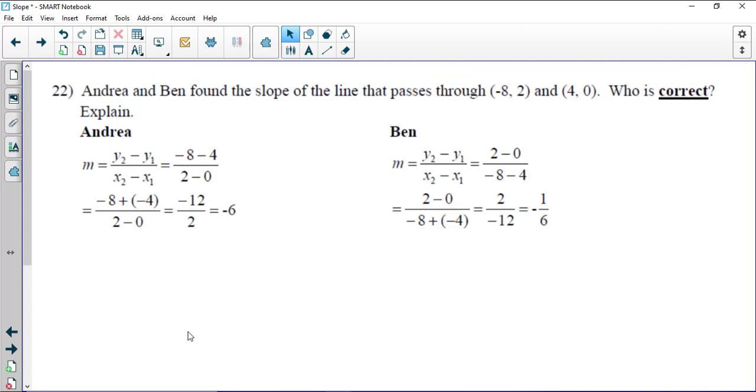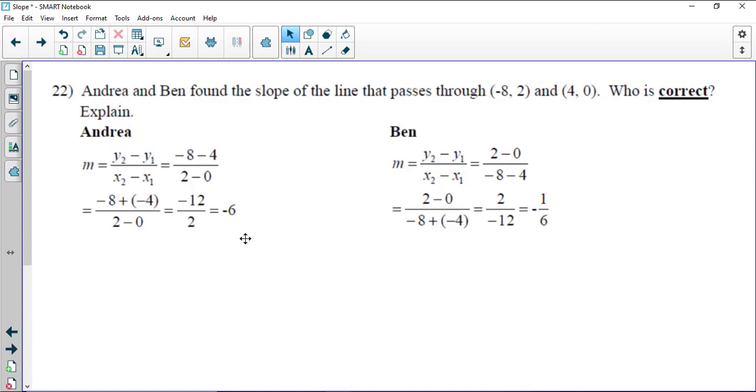All right, let's go ahead and take a look at our last question. Andrea and Ben found the slope of the line that passes through -8, 2 and 4, 0. Who is correct? Well, Andrea did -8 minus 4 on the top, 2 minus 0 on the bottom. She simplified and got a slope of -6. Ben did 2 minus 0 on the top, -8 minus 4 on the bottom to get a slope of -1/6. So these are really similar, but not exactly the same.